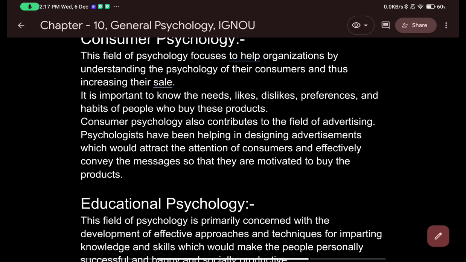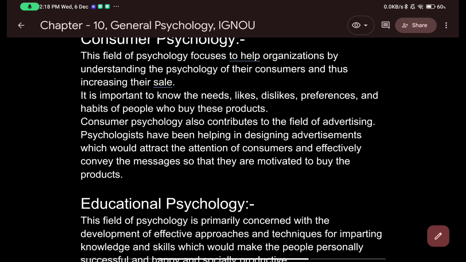Like before Coca-Cola was made, everybody was living perfectly fine, right? But now after Coca-Cola, everybody feels like whenever there are guests at home, you must bring a Coca-Cola or a Pepsi, or a soft drink is necessary. Why? Because these psychologists have helped these companies build such advertisements, create such an atmosphere that people now feel bound to buy their products. People now feel that these products are really important in their life. They play a really important role in their lives.